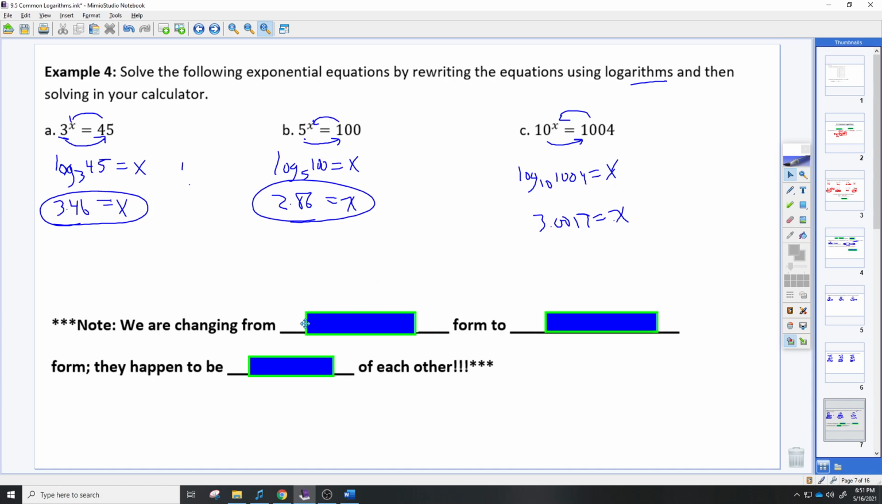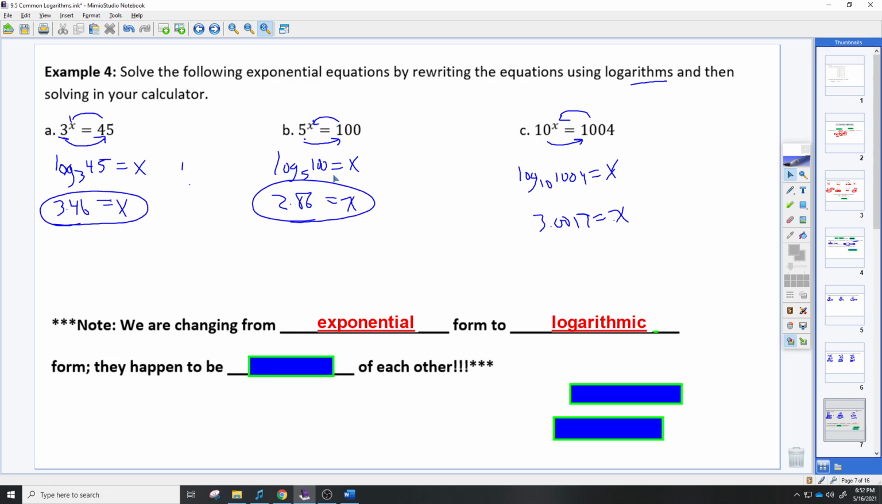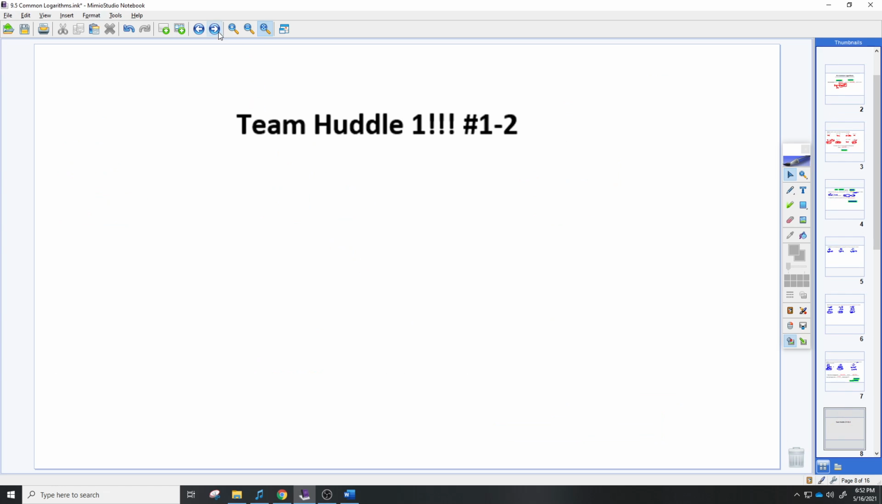So note, this is pretty important to know. What we're doing, we're changing from exponential form, because it has exponents, to logarithmic form. That's what we're doing in order to solve these problems. And they just so happen to be inverses of each other. Just like multiplication undoes division, or addition and subtraction go together, so do exponential form and logarithmic form. They're used to undo each other.